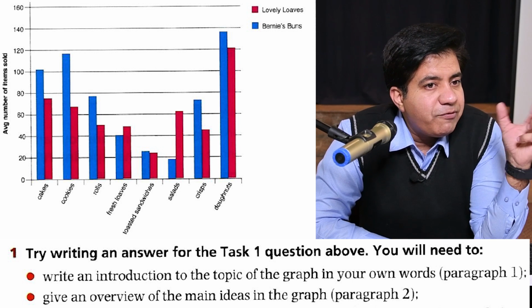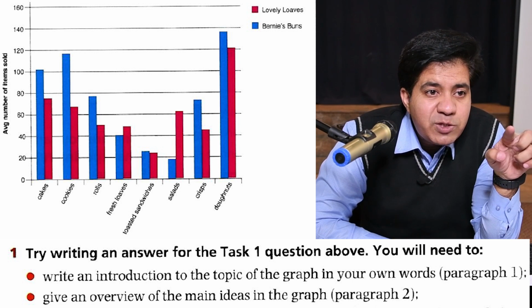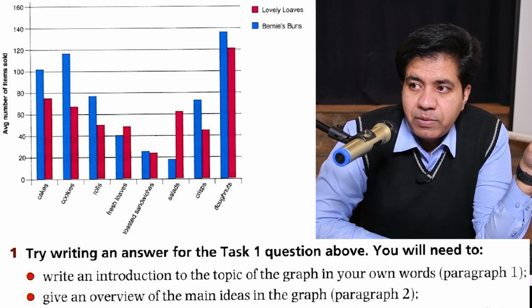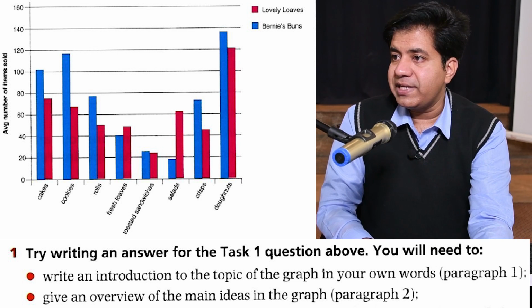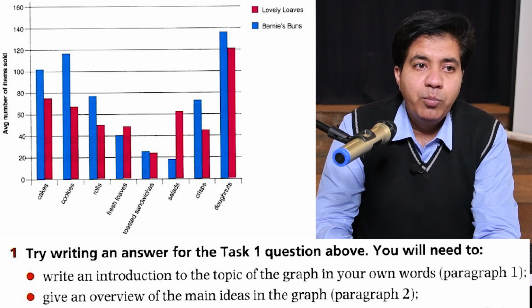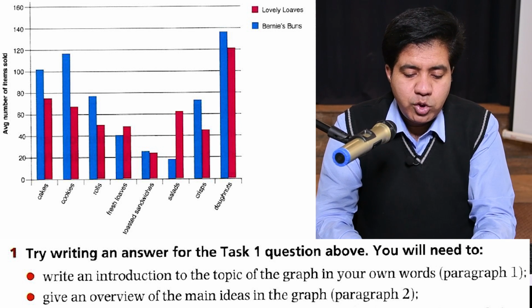The main ideas are, first you are going to say which bakery has more sales. First you will tell that, right? The bakery that has more sales, the bakery that is selling more items. So in your overview, you will talk about that.